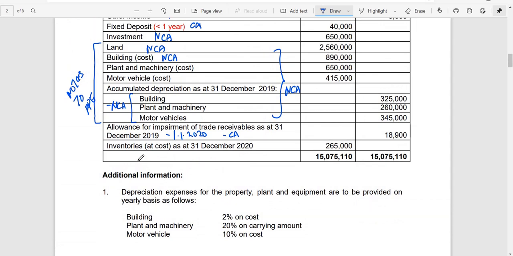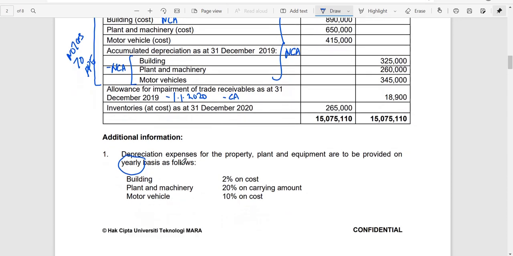So depreciation, the first item. You know depreciation is an expense. This is on property, plant and equipment, and that is to be provided. Everything is on a yearly basis, meaning that full year depreciation regardless of the length of time in the current year that you have acquired the asset, for example, for that new asset.